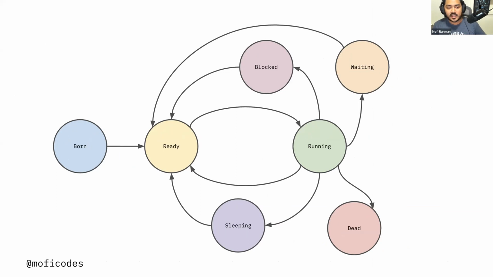Again, a thread is just like a process: it is created, and it can be ready and can go to running. At some point, it can be blocked on something, or it can be put to sleep by the operating system, or it can go to waiting for the user to do something on that thread. And finally, it can be killed by the process or the user.